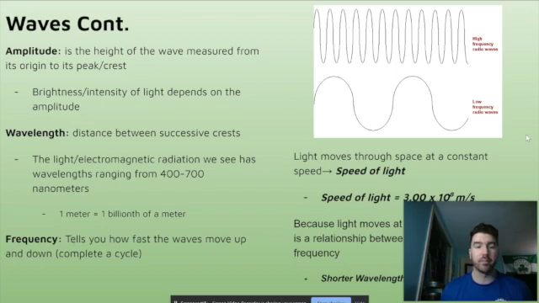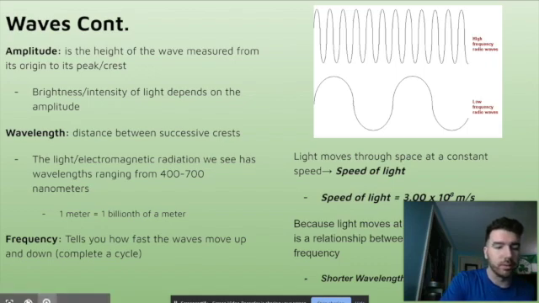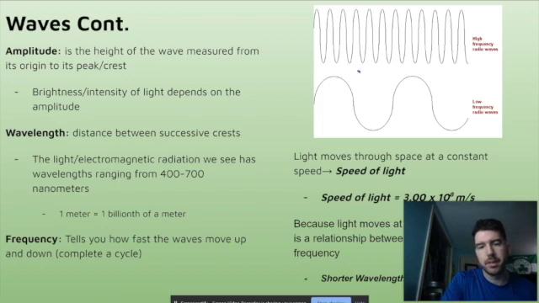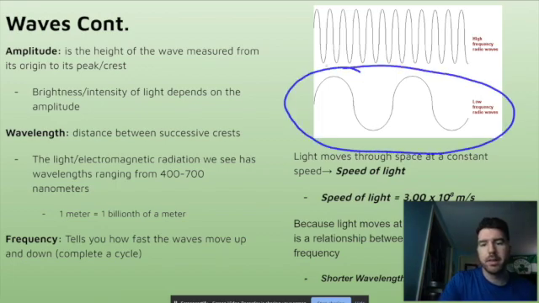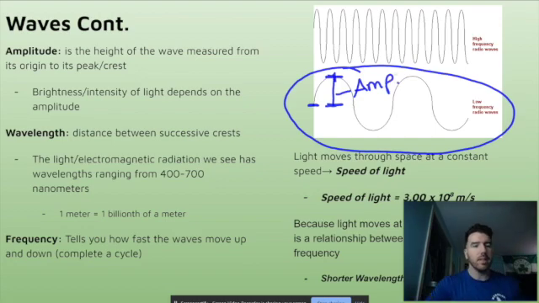Amplitude is just the height of the wave measured from its origin to its peak or its crest. So I'm going to draw a little bit here. If we were talking about this wave of light right here, its origin would be right here. Its peak or crest would be right here. So this length right there would be its amplitude. And the amplitude is just how bright or intense the light is.